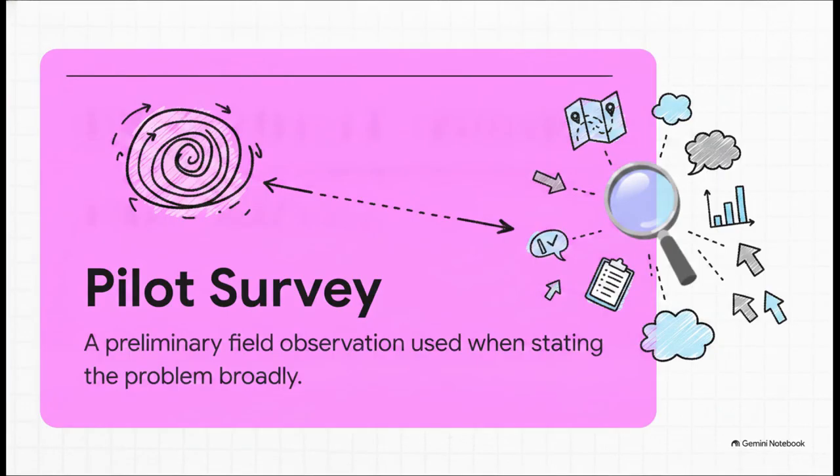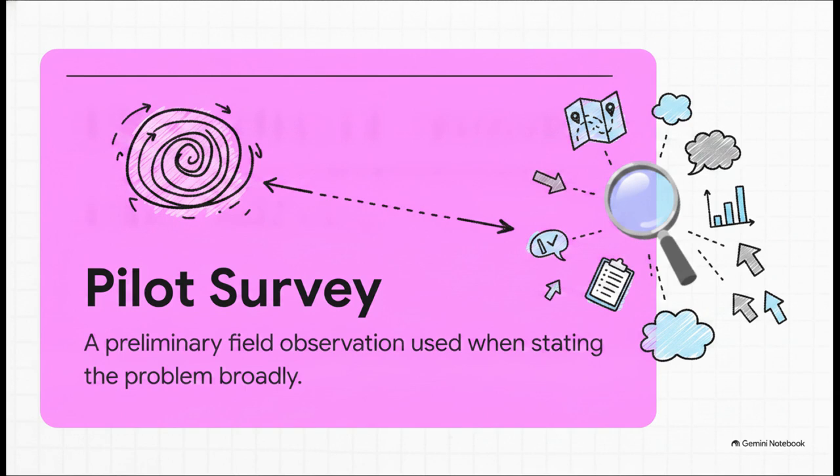Step 1 is stating the problem in a really broad, general way, usually based on some practical concern or scientific interest. And to do this effectively, you have to completely immerse yourself in the subject matter. Often, this means doing a pilot survey. Basically, this is a preliminary field observation that helps you get a feel for the landscape. Now, your initial statement is probably going to be full of ambiguities, but honestly, that's perfectly okay at this stage.